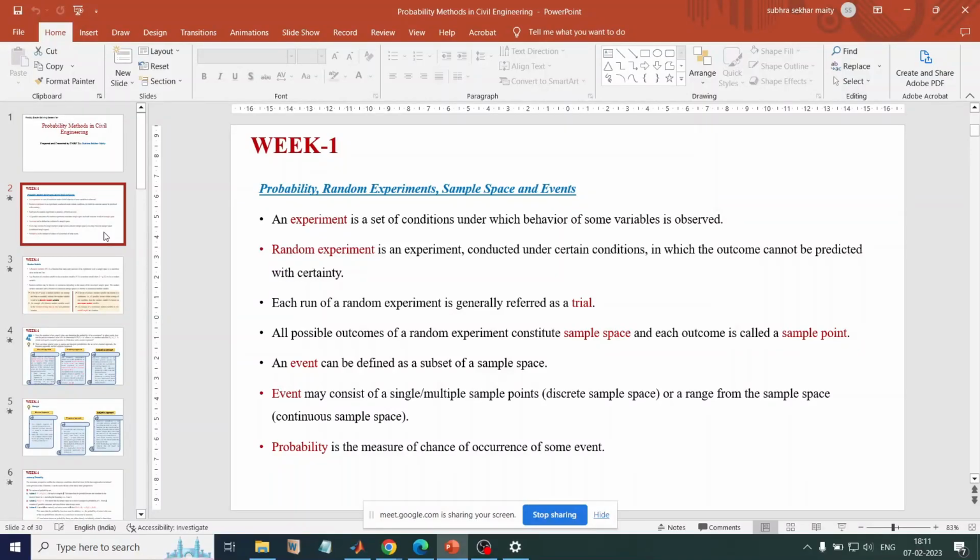Today I am going to help you in solving the assignment 1 and assignment 2 problems. So first we need to know what is probability, what is random experiment, what is sample space and events.